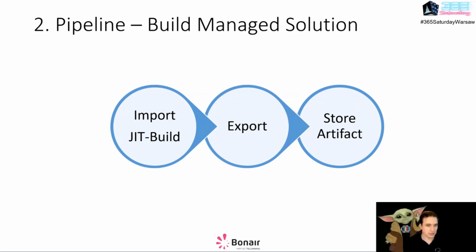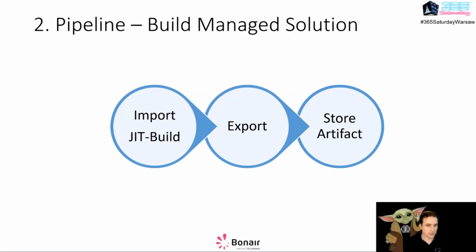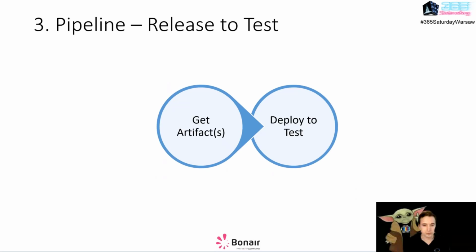The second pipeline will import to our JIT or build environment. It will export as managed from there and store it as an artifact. And the third pipeline will get this artifact and deploy it to test. You could go further on and, after deploying to test, deploy it to production or to any other environment in between. But for the ease of this demo, we will only deploy it to one environment.